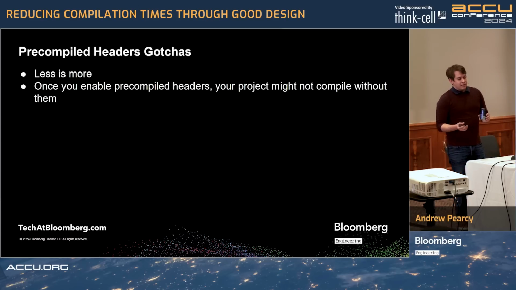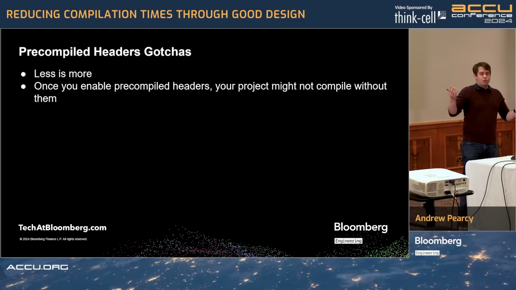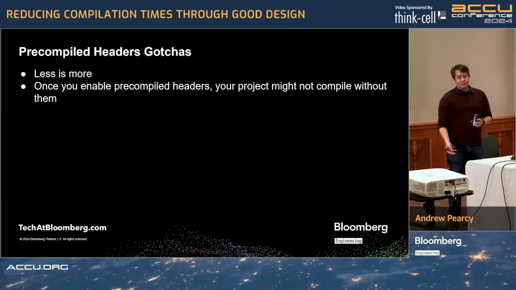Reason being, if you have vector in your precompiled headers, and then you have a new source file, and you forget to include vector, it gets forcibly injected into that translation unit by the precompiled headers. So you don't have to include it. Great, I have to include less things, but that's lazy programming, and you've broken your build. So we had to actually go through and fix all of those.